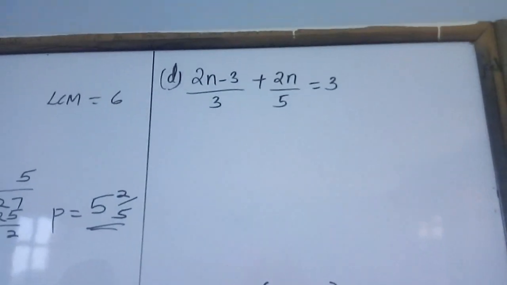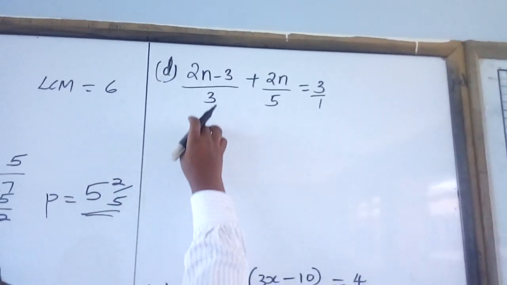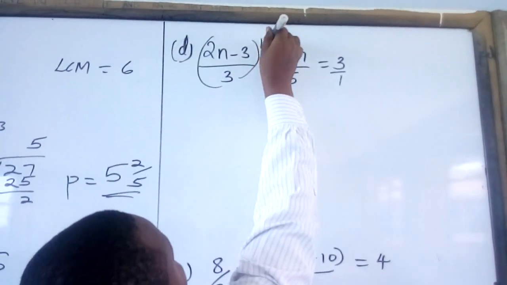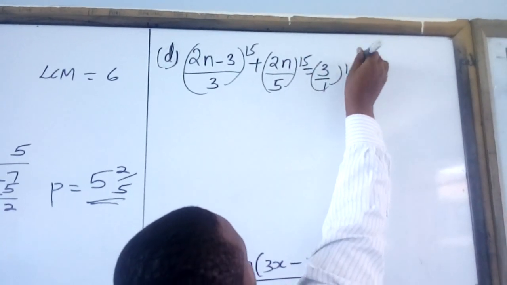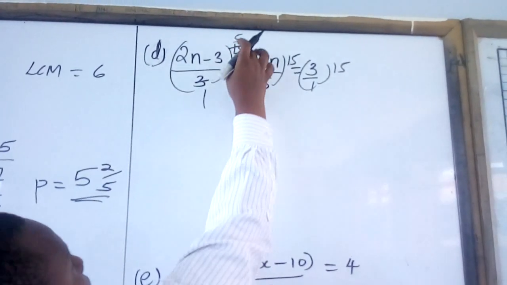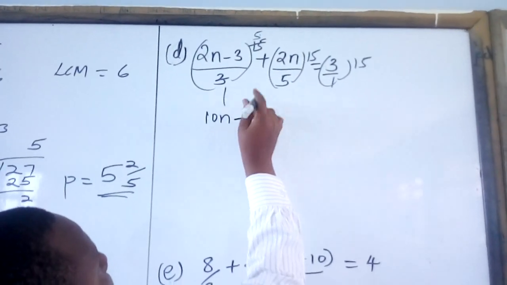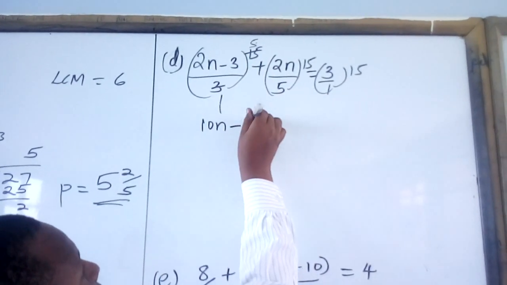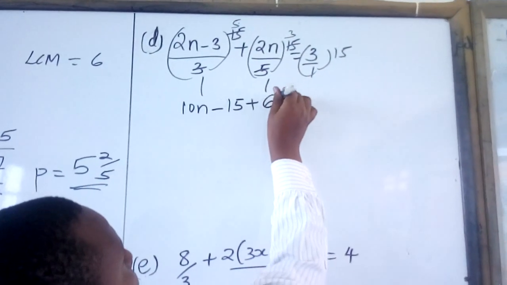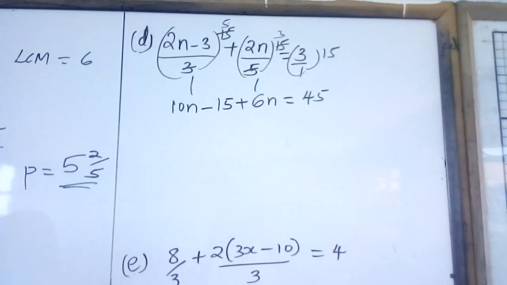The next question here, we have denominators and no brackets, so we get the LCM of 3, 5, and 1, which is 15. So we multiply all terms by 15. By 3, 1, by 3, 5. Open the brackets of the 5: 5 times 2n is 10n. The sign is minus. 5 times 3 is 15, plus 5 times 3 opened gives 6n, is equal to 45. That is 15 times 3.